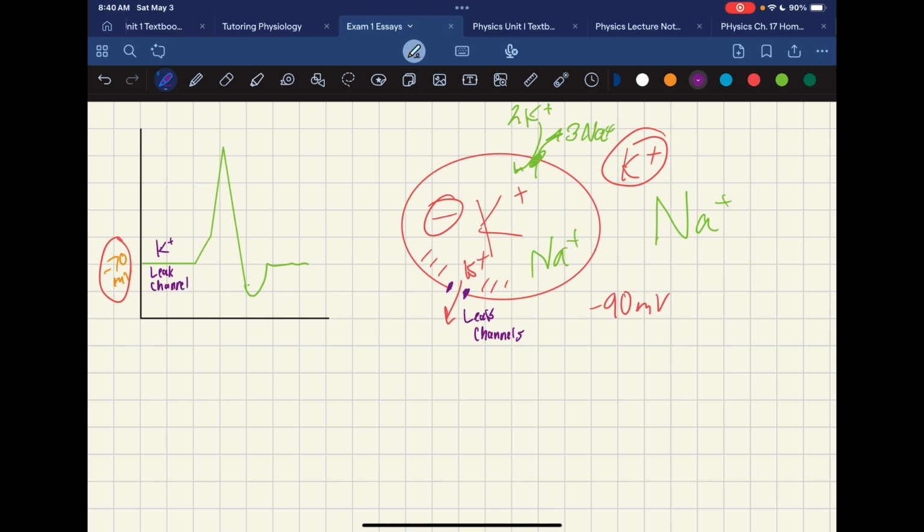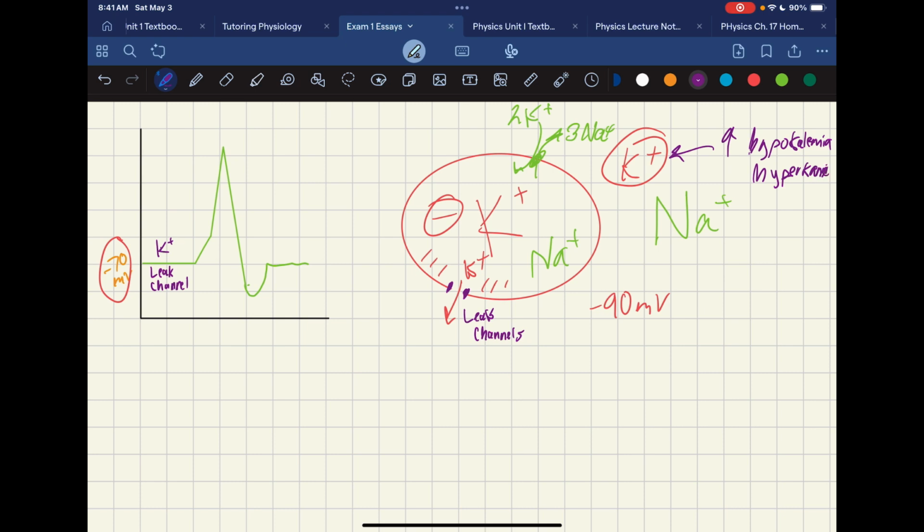For example, if we were to increase the potassium outside the cell, this would cause the RMP to decrease, and then vice versa. If we had more potassium inside, it'd cause more potassium to leave, or if we had less potassium outside, which we call hypokalemia, and then hyperkalemia, right? We have those two.